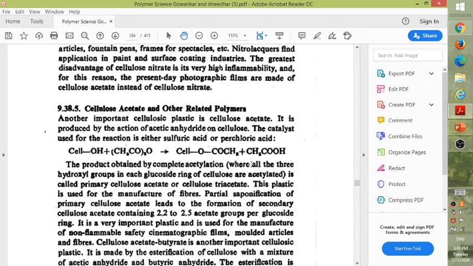This plastic is used for the manufacture of fibers. Partial saponification of primary cellulose acetate leads to the formation of secondary cellulose acetate containing 2.2 to 2.5 acetate groups per glucoside ring.